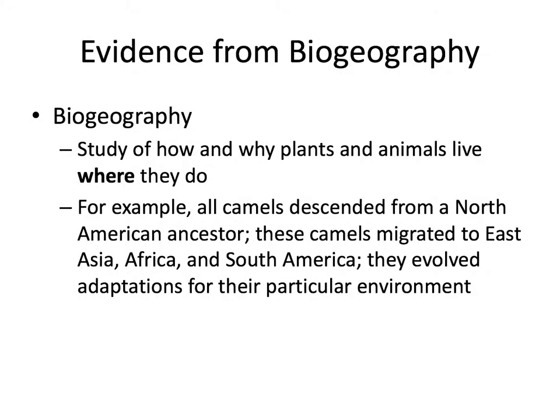The next piece of evidence involves biogeography, which is the study of how and why plants and animals live where they do. One example of biogeography as evidence for evolution involves the camel. All camels descended from a North American ancestor, and these camels migrated to East Asia, to Africa, to South America, and they evolved adaptations for their particular environments.